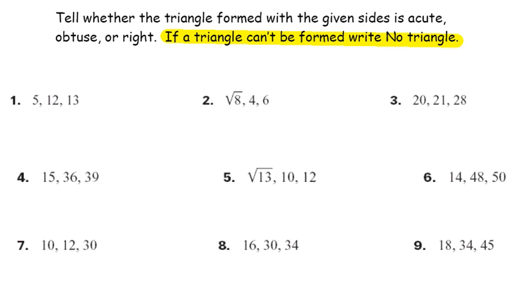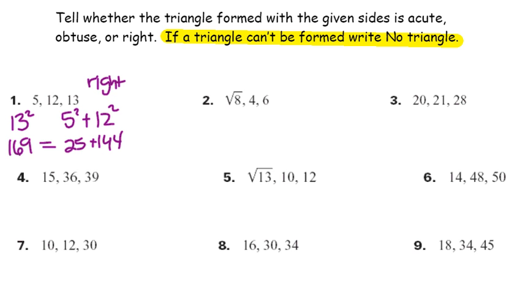So the way you're going to go about doing this, I'll do one for you. Now, you probably will recognize that 5, 12, 13 is a Pythagorean triple, right? But I want you to set it up. The long side squared, and then take the other two sides and square them and add them together, and then check and see. This is 169, and this is 25, and 144. And sure enough, 25 plus 144 equals 169, and since that's the case, this must be a right triangle.